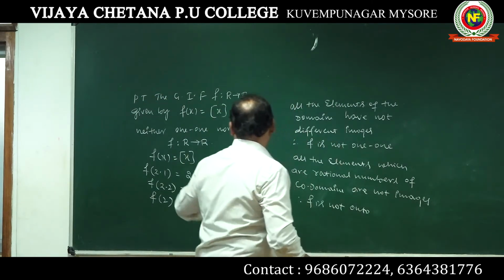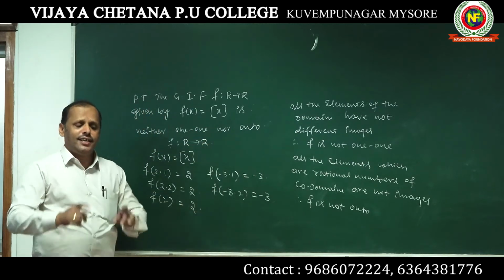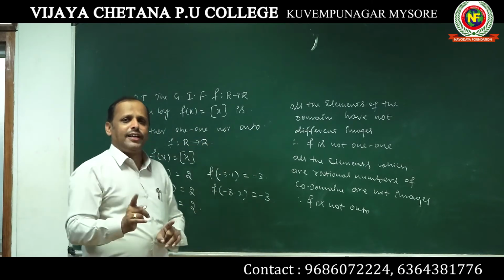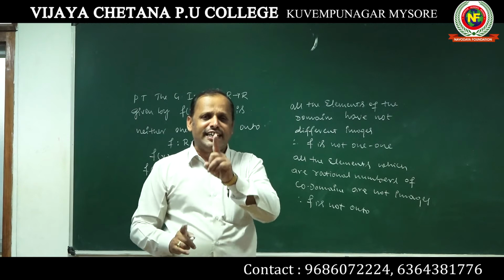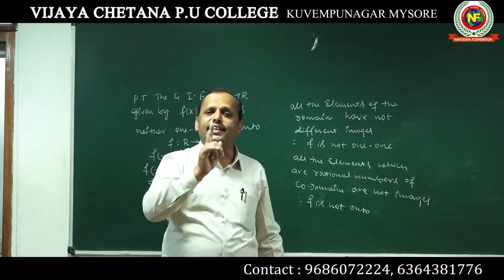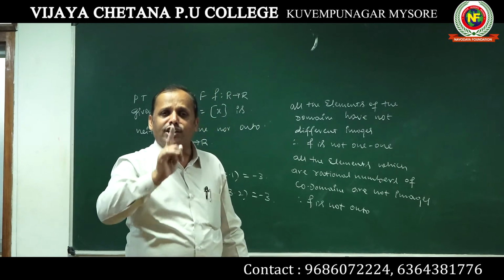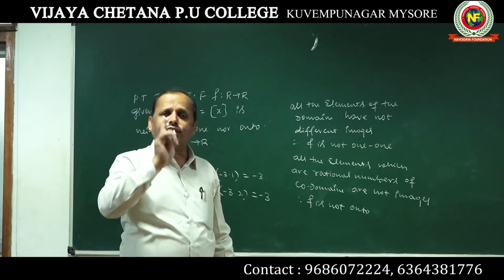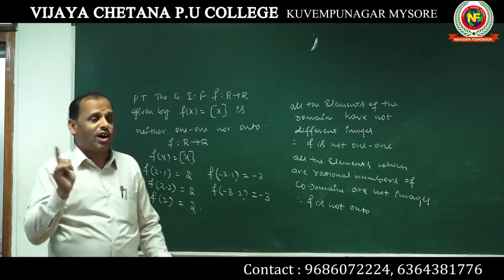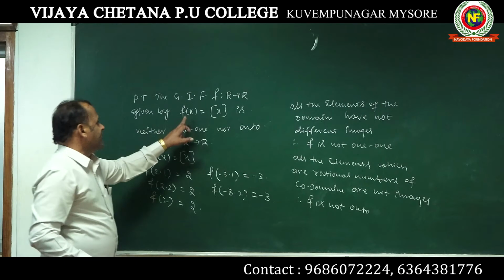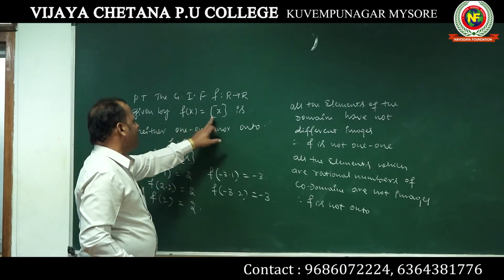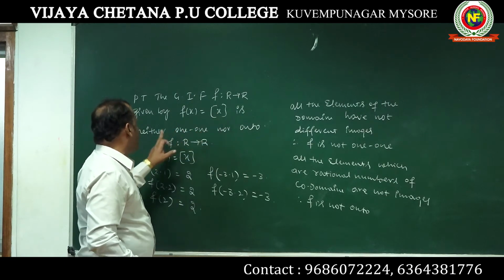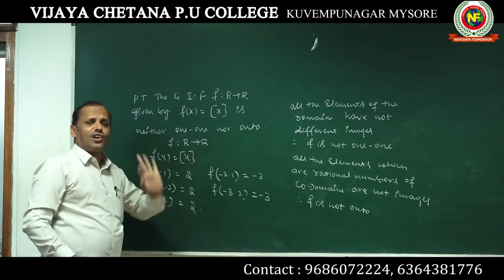This is related to the greatest integer function. So just keep it in your mind: the greatest integer function is not 1-1 and not onto. Therefore, the greatest integer function f of x is neither 1-1 nor onto.